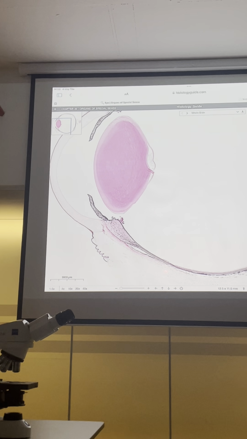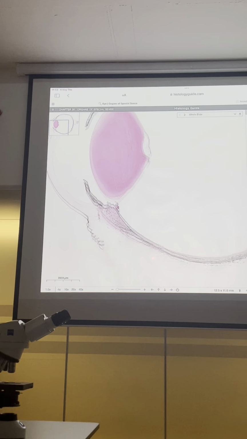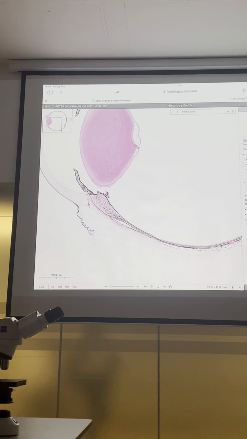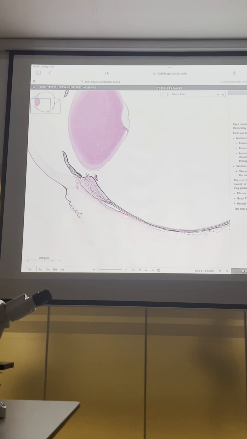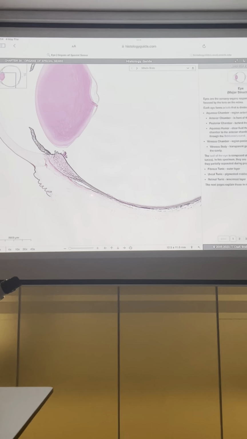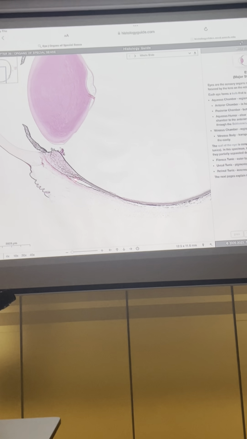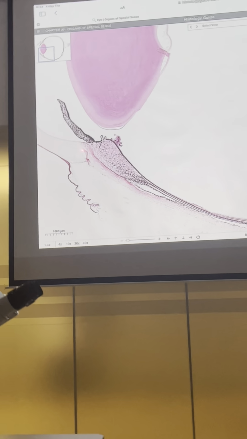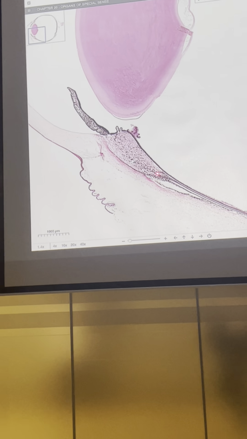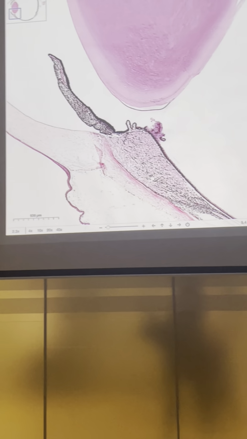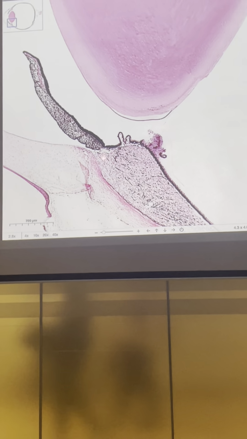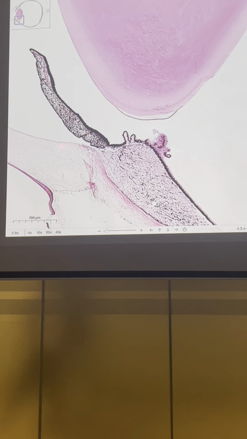The cornea continues with the sclera. In the middle side, we have the uvea. The posterior side is composed of the choroid. Here we have the, what is the name of this area? Ciliary body and process, and we have the iris.